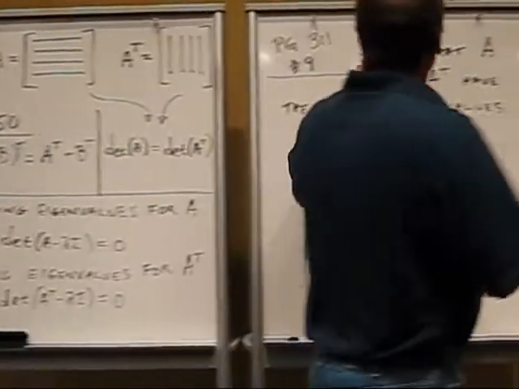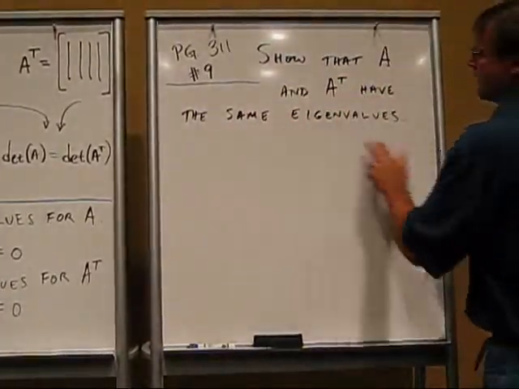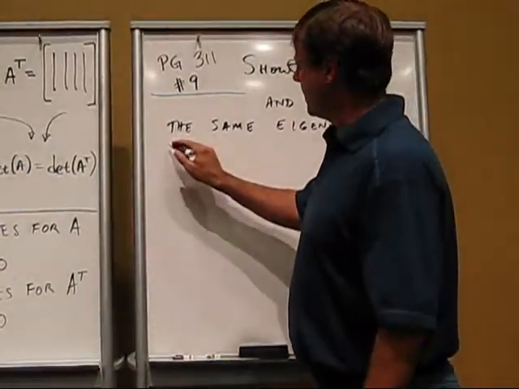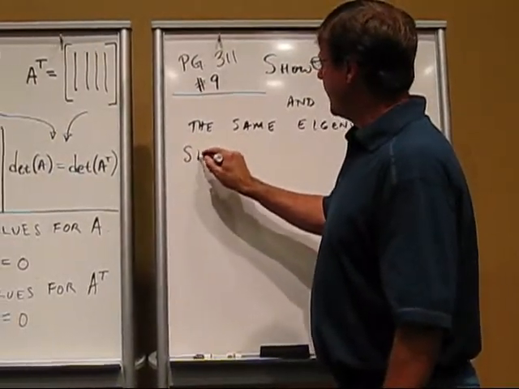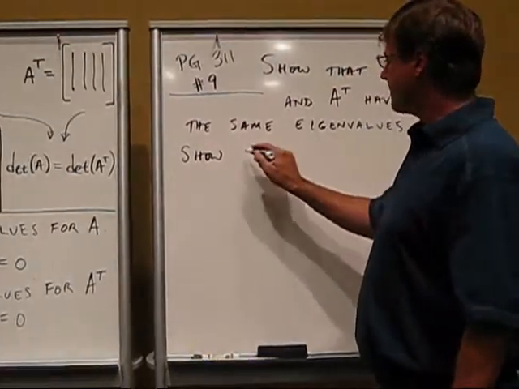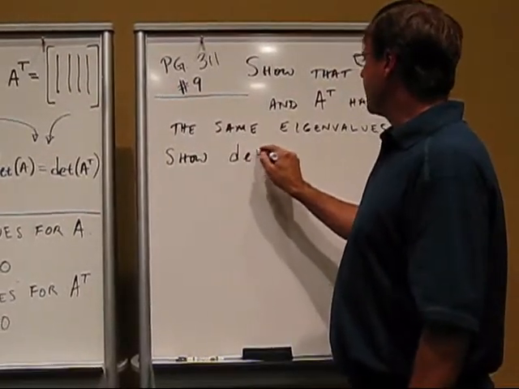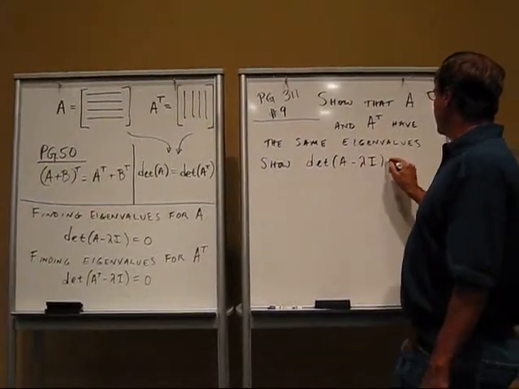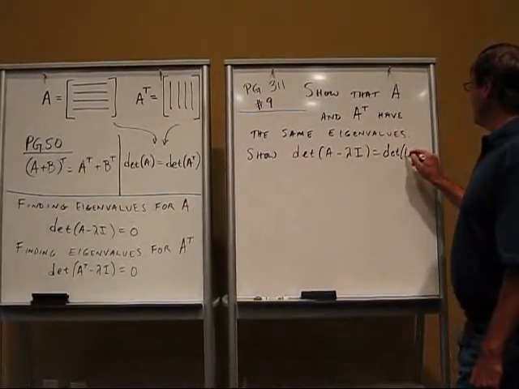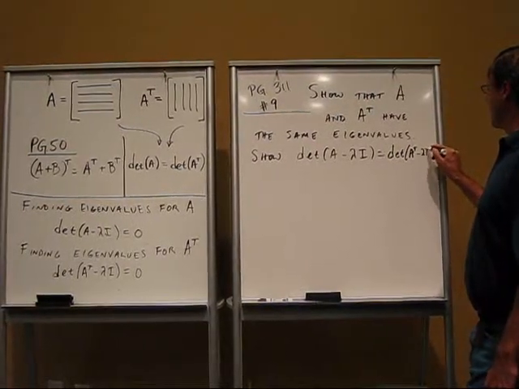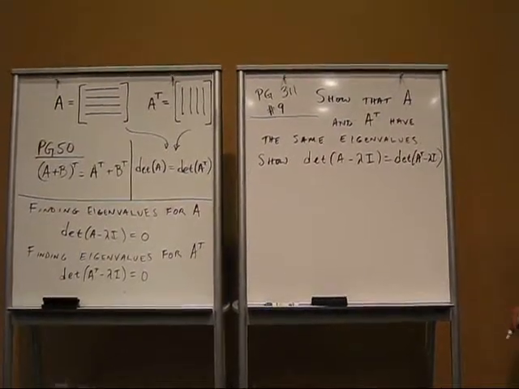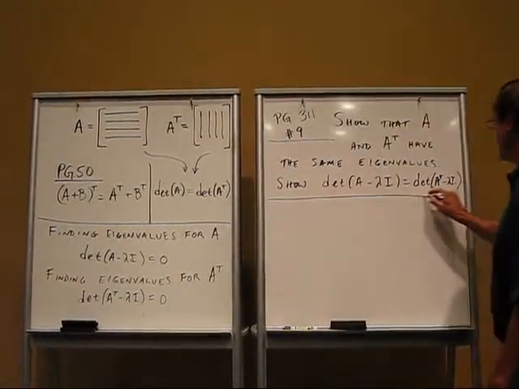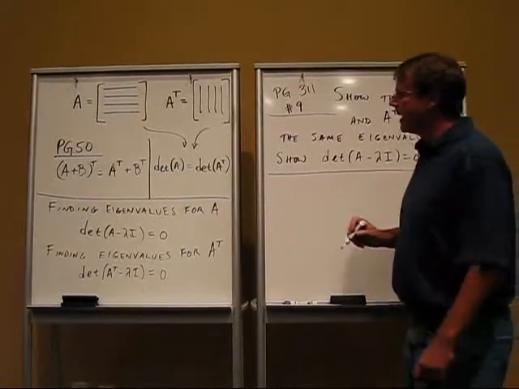So this question here, show that A and A transpose have the same eigenvalues, can be reduced to the thing you need to show: show that the determinant of A minus lambda I equals the determinant of A transpose minus lambda I. If those two things are equal, then I'm done. Okay, so let's get going.